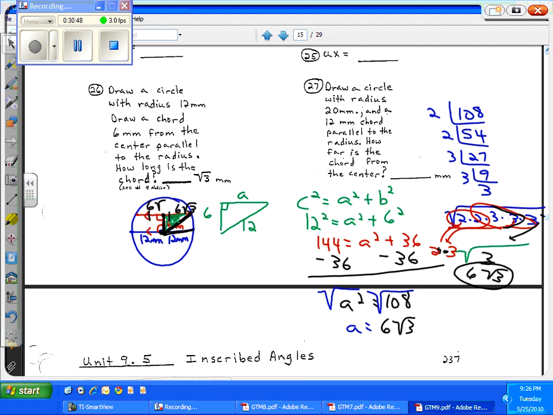If a radius is perpendicular to a chord, then it bisects the chord in the arc of the chord. So that is 6 square roots of 3. So the length of the whole chord is 12 square roots of 3. Lots of stuff happening in there.